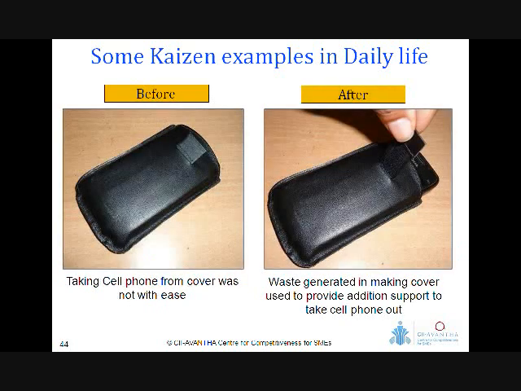Another is everybody uses a mobile cover to keep the cell phone protected. But when somebody rings, you start juggling with the phone, how to take it out. A small strip is added. It's a very simple Kaizen. When you pull it, the cell will come out. So wisdom generation is used in creating such types of Kaizens. So these are the Kaizen examples in daily life.